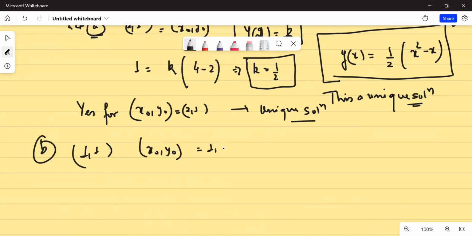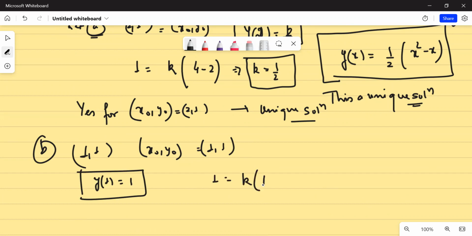So if I take this option, that is 1 comma 1, had I taken my x naught comma y naught as 1 comma 1, what does it mean? It means that at x equal to 1, your y would be 1. That implies 1 is equal to k times 1 square minus 1. So this will give me 1 is equal to k into 0.